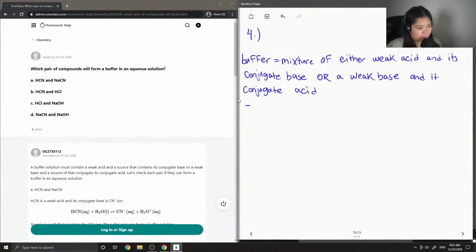So the role of the buffer is that its pH changes very little when a small amount of either strong base or acid is added.